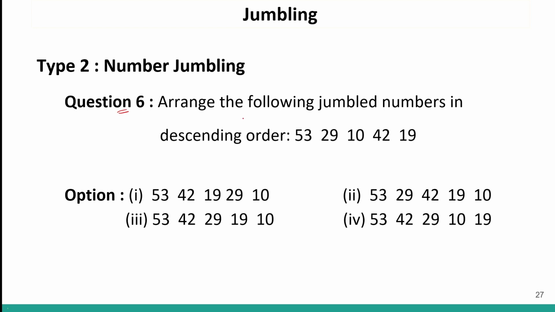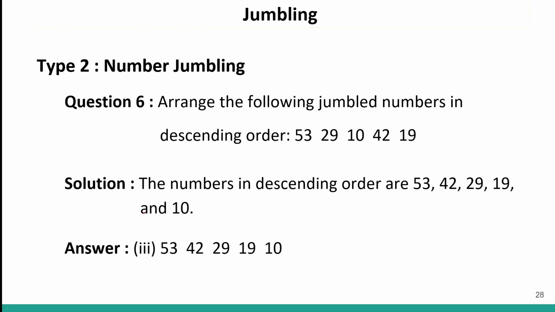Question number 6. Arrange the following jumbled numbers in descending order. Descending means decreasing order. Decreasing means from bigger number to smaller number. Correct? The biggest number over here is 53. 53 is greater than 42, which is greater than 29, which is greater than 19, which is greater than 10. So my correct descending order will be 53, 42, 29, 19 and 10. This is given in option number 3. So option number 3 will be the correct answer. Okay.